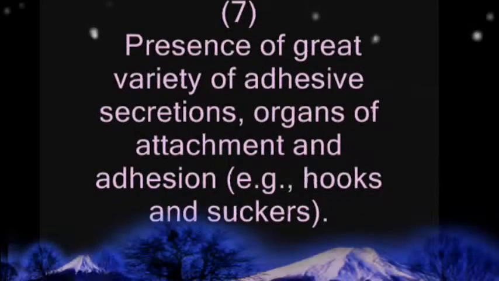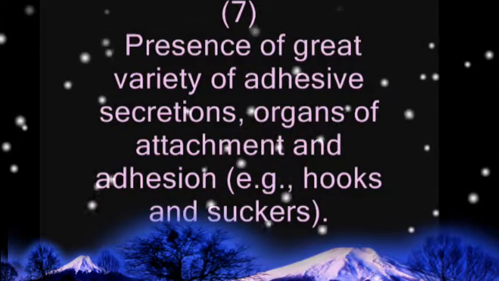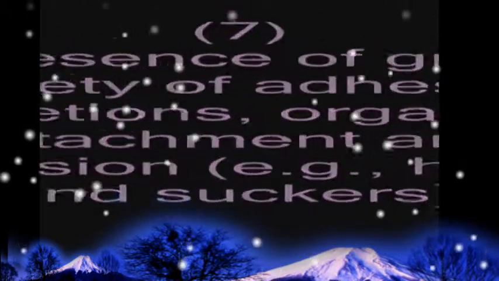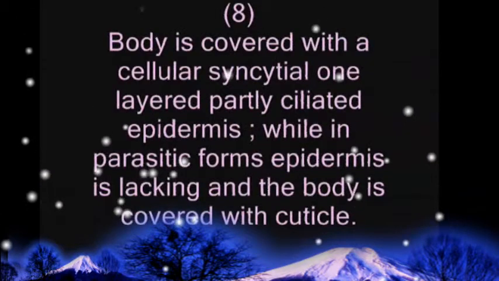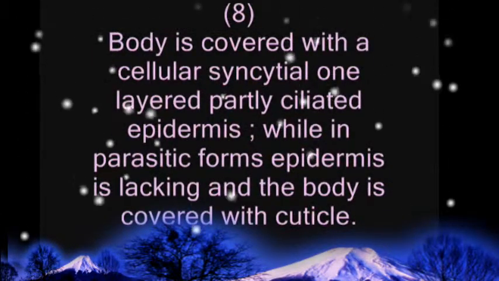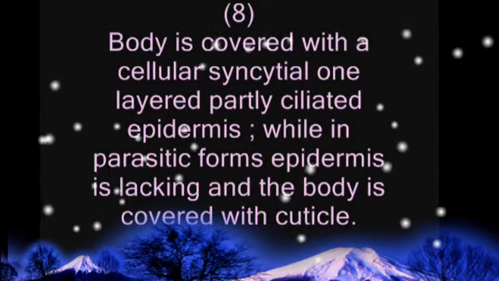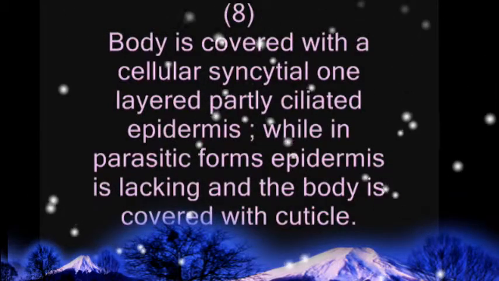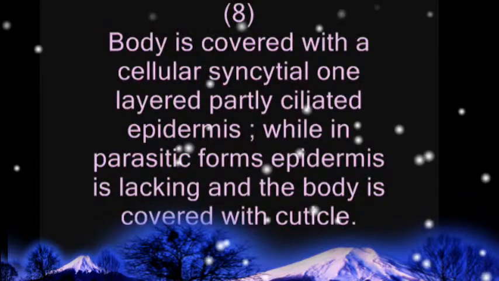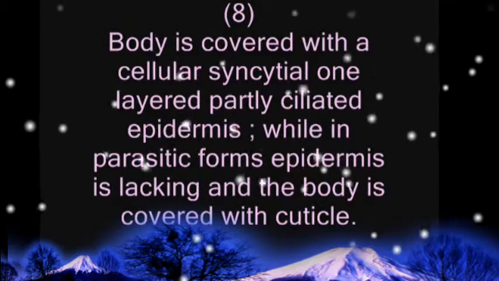Seven. Presence of great variety of adhesive secretions, organs of attachment and adhesion, for instance, hooks and suckers. Eight. Body is covered with the cellular or syncytial one-layered partly ciliated epidermis, while in parasitic forms epidermis is lacking and the body is covered with cuticle.